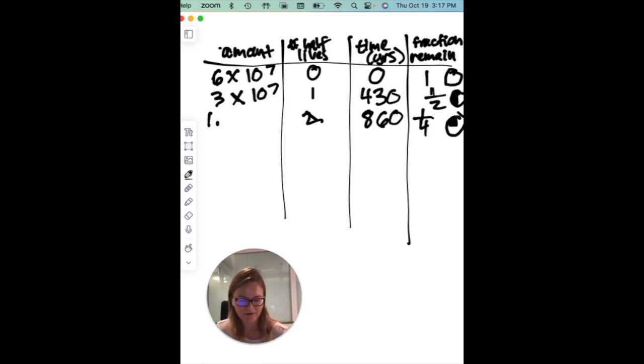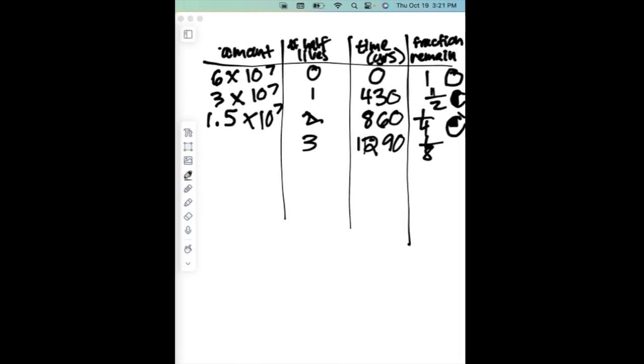And then we're going to take half of that. So we're going to have 1.5 times 10 to the 7th amount of nuclei left, okay? After 3 half-lives, we're going to take 430 years times 3. That would be 1,290 years that have passed, right? And we have a half of a fourth left, which is going to be an eighth of our original amount left.